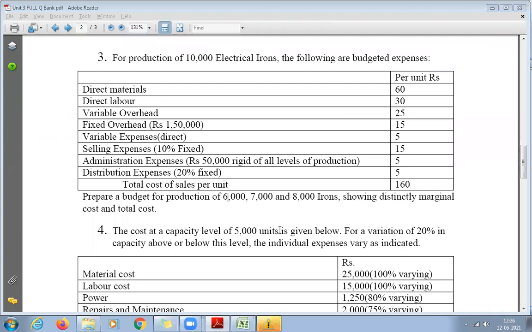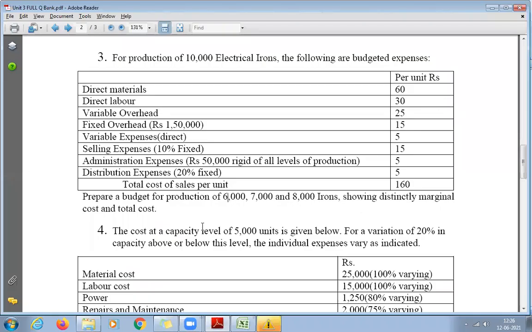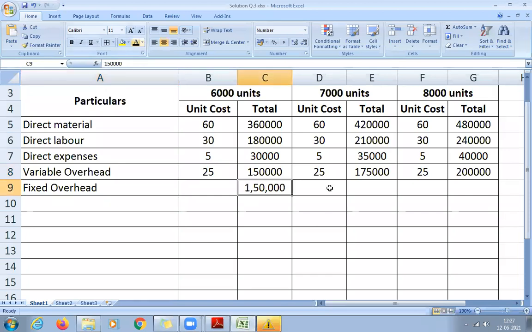Did you understand? Yes or no? So now fixed cost, the total will be constant. Total 1.5 lakhs will be constant for all the outputs. Okay. Add on now 1.5 lakhs in all the total columns. Did you understand, students? Why I am writing total amount of 1.5 lakhs in all the outputs? 6,000, 7,000, 8,000. Any doubt? Why I am writing in all the columns same amount, 1.5 lakhs total amount? Anybody can tell me?